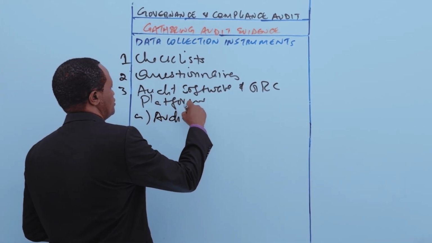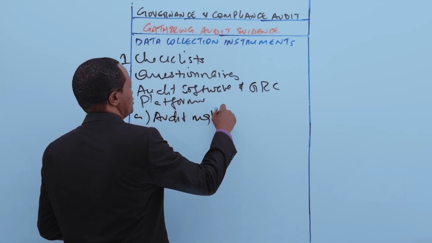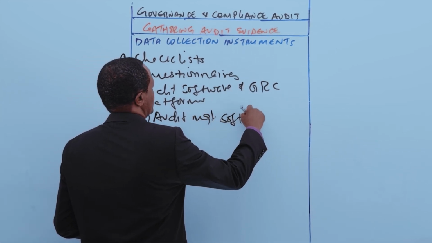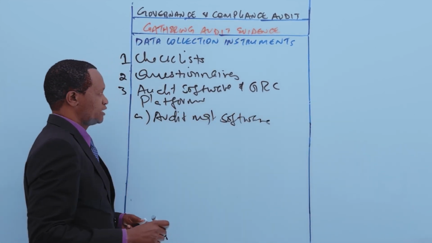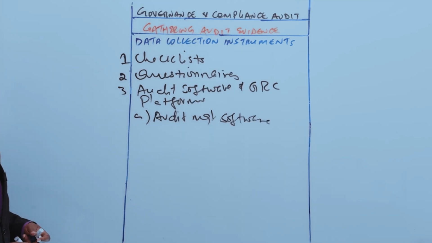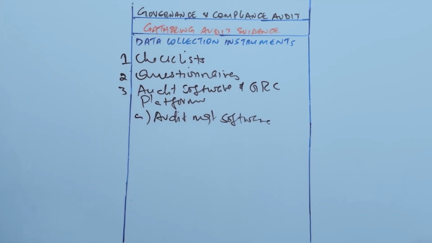Audit management software is one example of audit software, which helps the auditors to plan, execute, and manage the entire audit process. These tools often include features for risk assessment and also creating checklists, tracking audit findings, and generating reports.